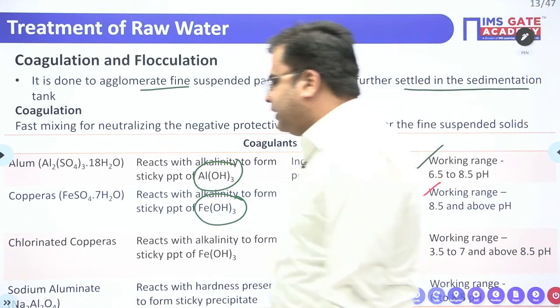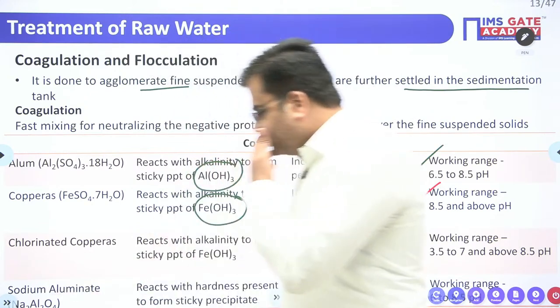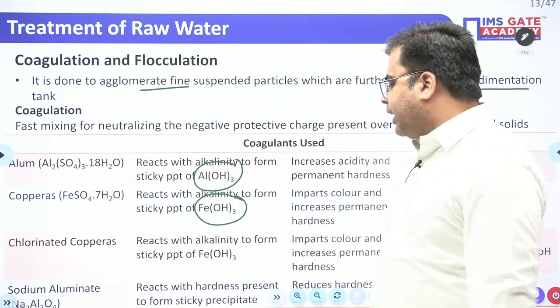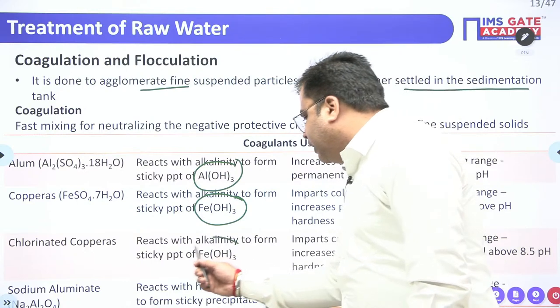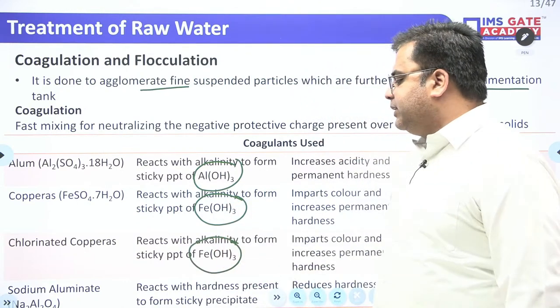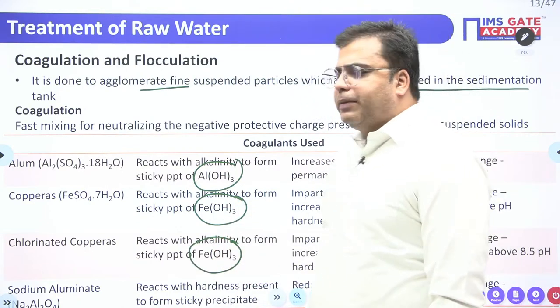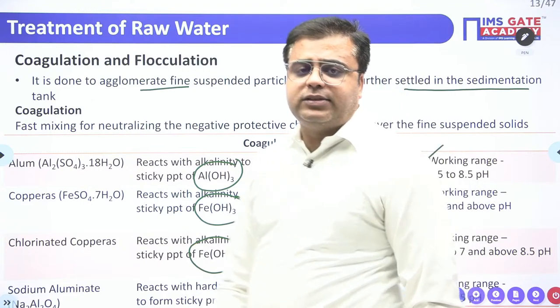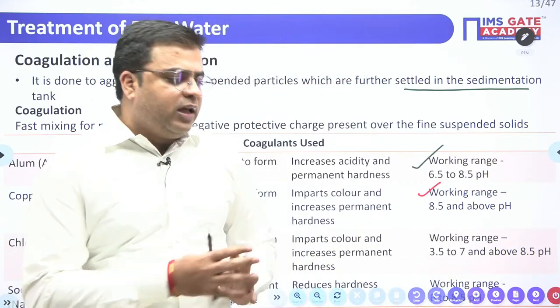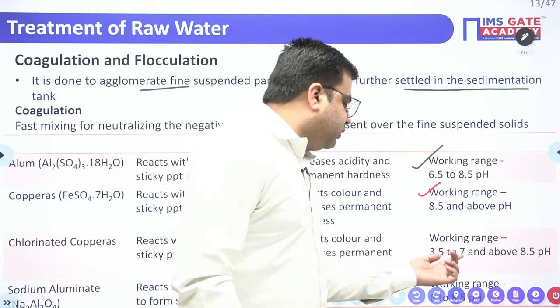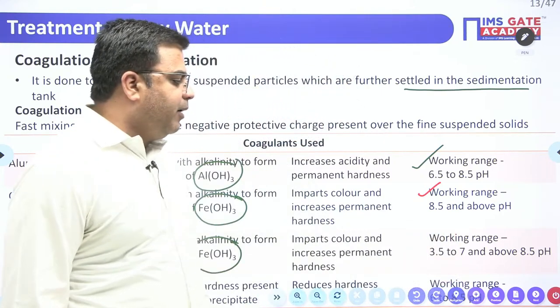Next is known as chlorinated copperas. Chlorinated copperas again reacts with the alkalinity present in the medium to form the sticky precipitate of Fe(OH)3. And this chlorinated copperas works in a very wide pH range of 3.5 to 7 and above 8.5.